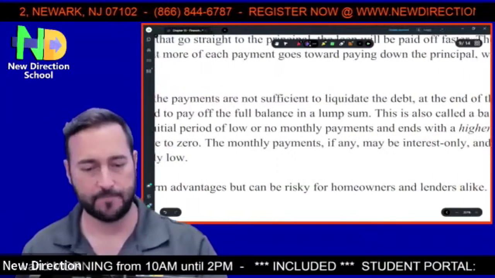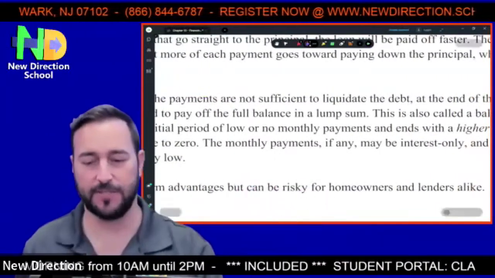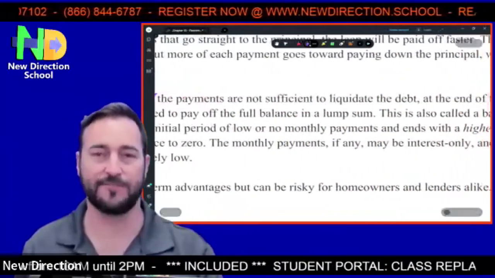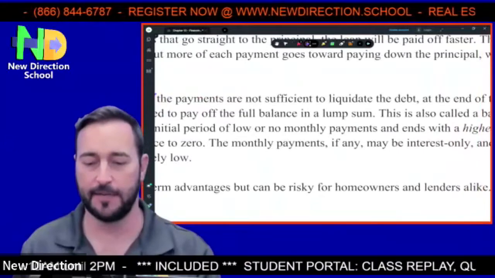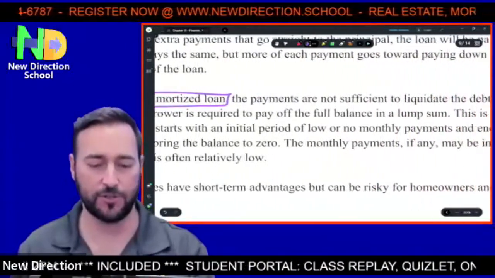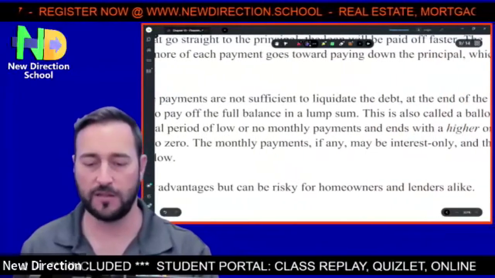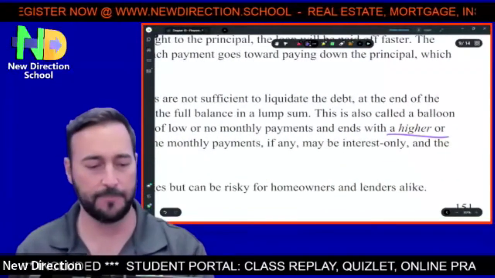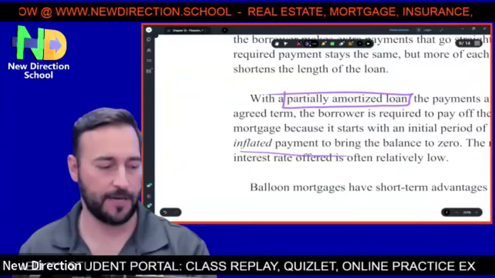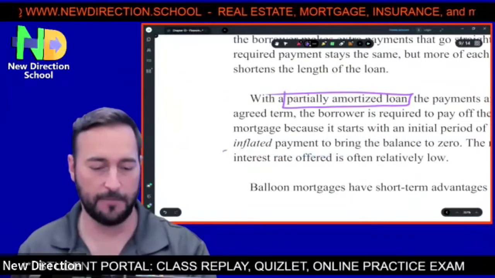See, the payments are not sufficient to liquidate the debt. So at the end of the agreed term, the borrower is required to pay off the full balance in a lump sum. This is also called a balloon mortgage because it starts with an initial period of low or no monthly payments and ends with higher inflated payments to bring the balance to zero. Higher inflated or balloon payment, right?